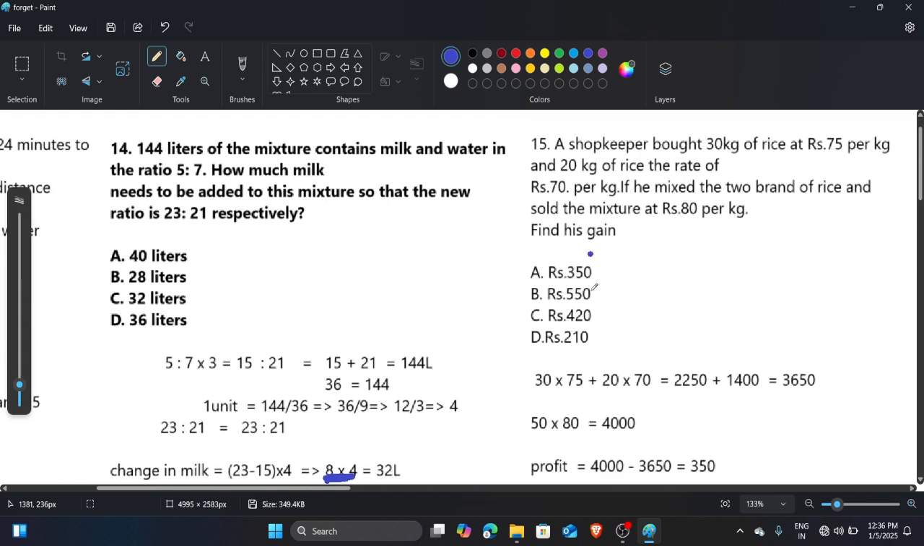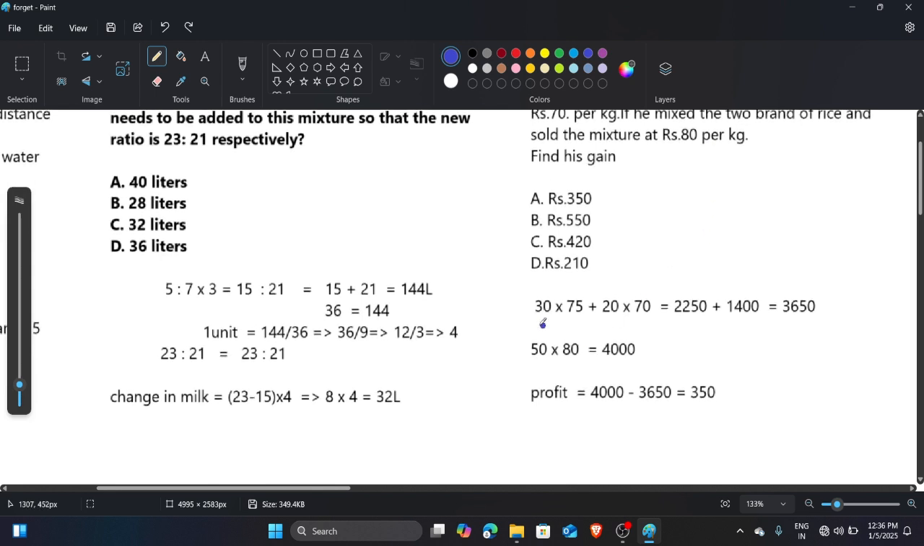So what they are saying: a shopkeeper buys 30 kg rice at 75 rupees per kg, and 20 kg rice at 70 rupees per kg. Now if he sells this rice mixture at 80 per kg, then how much percent does he gain, or how many rupees does he gain? No, sorry, not percent. How many rupees does he gain?